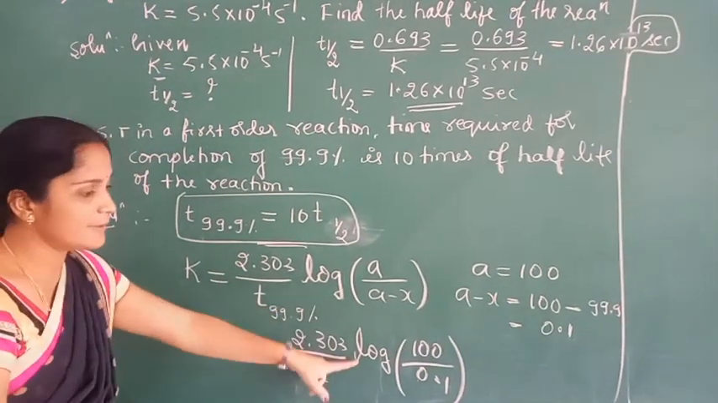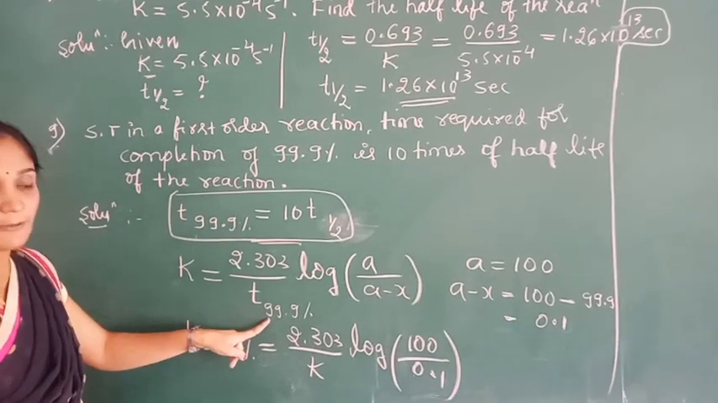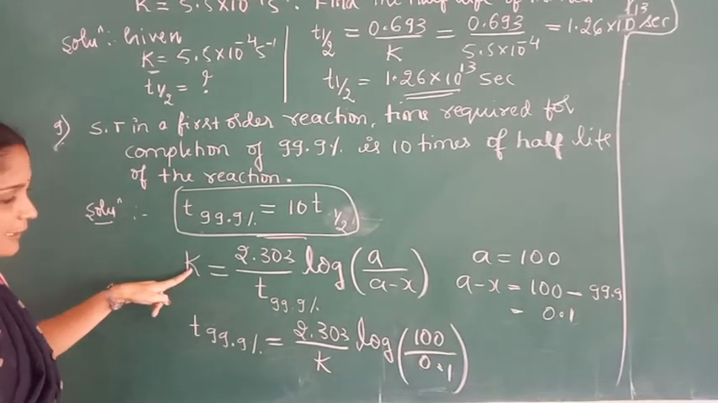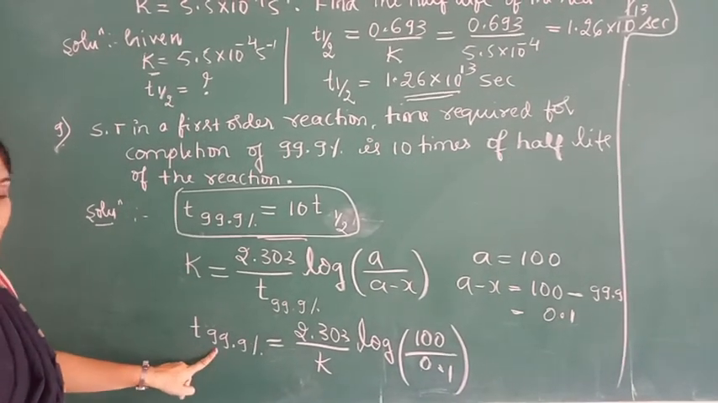Therefore substitute the values here. So we have to calculate the time required for 99.9%. Therefore take this 99.9% this side.